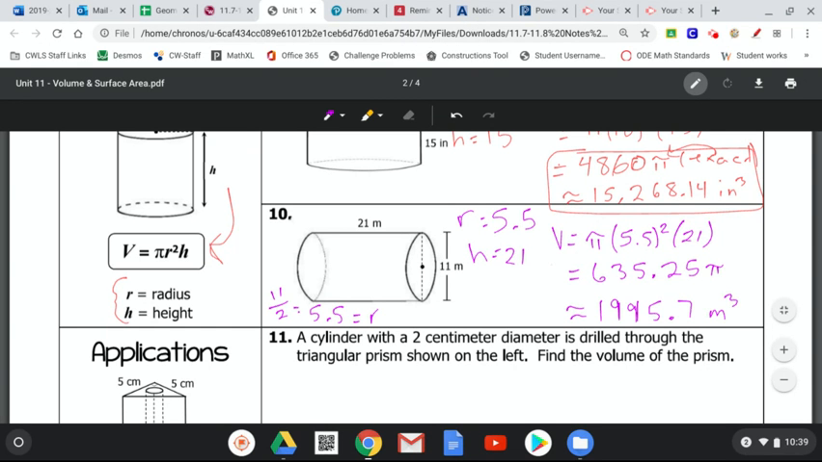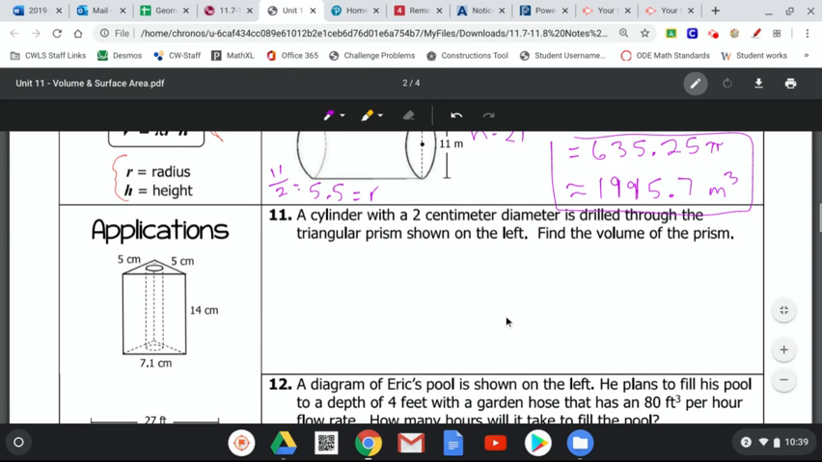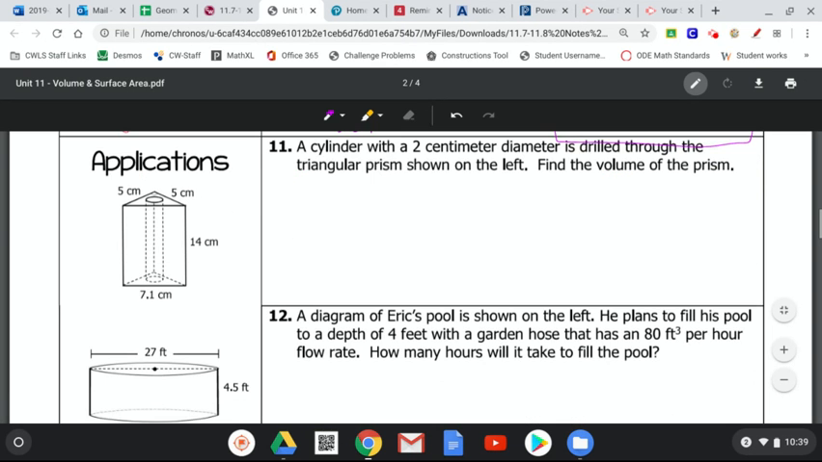meters cubed. So either answer, they're the same thing. Just remember, are you looking for the exact answer in terms of pi, or are you looking for the decimal approximation? So either answer is fine. Just make sure you answer whatever the question is asking. Alrighty. So moving on to some application here.